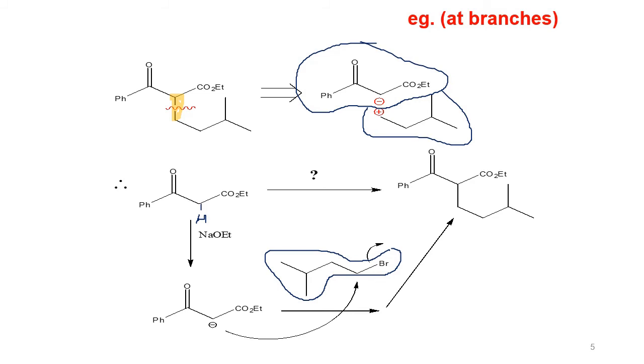You have the ester. When you add base, what happens? This alpha proton will be abstracted, so you will get CH2 minus here. So it is a nucleophile. This nucleophile will attack the most positive carbon, which is this one, and then the Br will leave to give you this target molecule. This is the strategy at the branches.